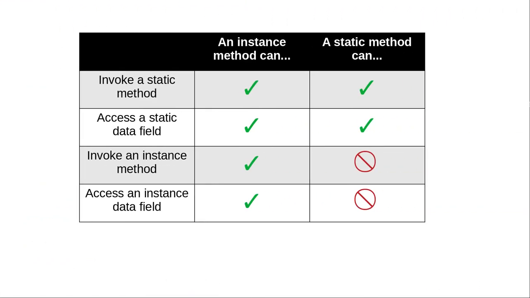Here's a table that summarizes access. Instance methods can access instance or static methods and properties because the static ones belong to the entire class. Static methods can only access static methods and properties. They can't access anything that belongs to an individual instance of the class.